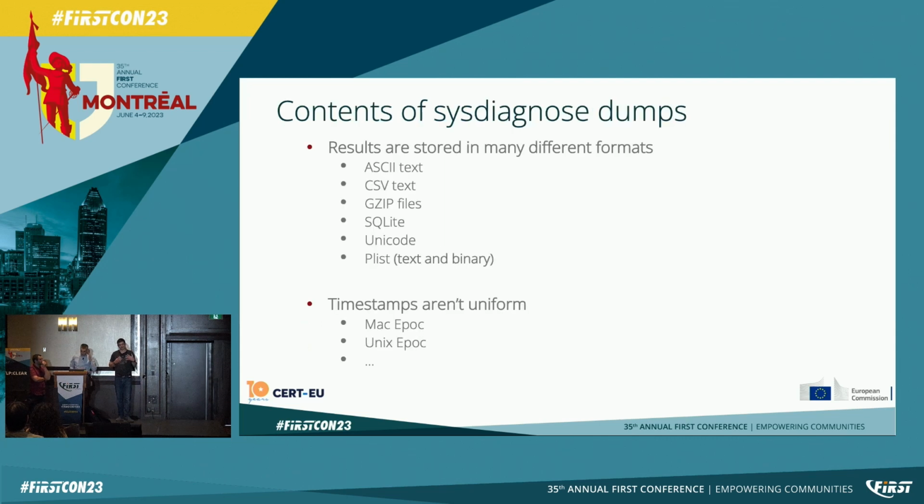You may also ask why build such a tool if you already have everything in an archive. The issue is that the output you get is a mix of many different types of files: ASCII plain text, CSV, zip files, SQLite databases, Unicode files, plists in different formats. But not only that, they also use different types of timestamps. You have the typical Apple epoch, which is not the standard Unix one. You have the Unix epoch, and sometimes timestamps in plain text with different time zones, being UTC or local time, and you have to deal with all of that. So the idea of unifying and providing a nice output was also key for us.